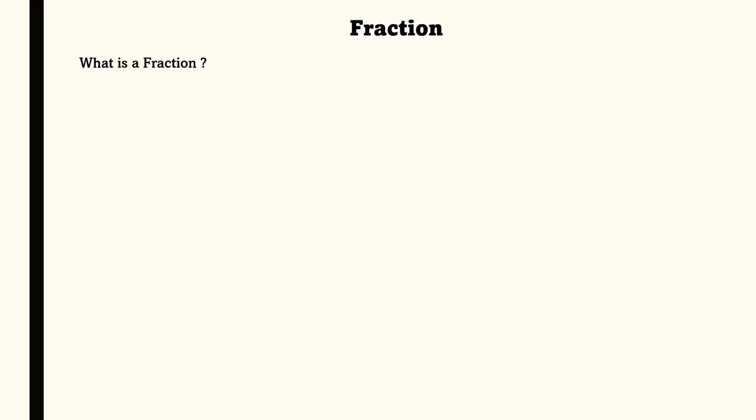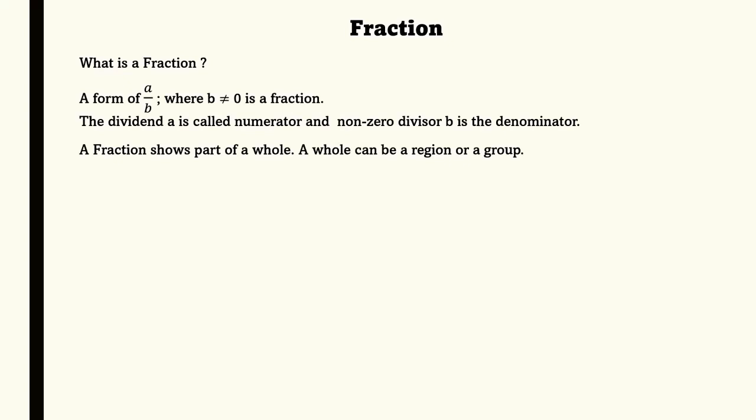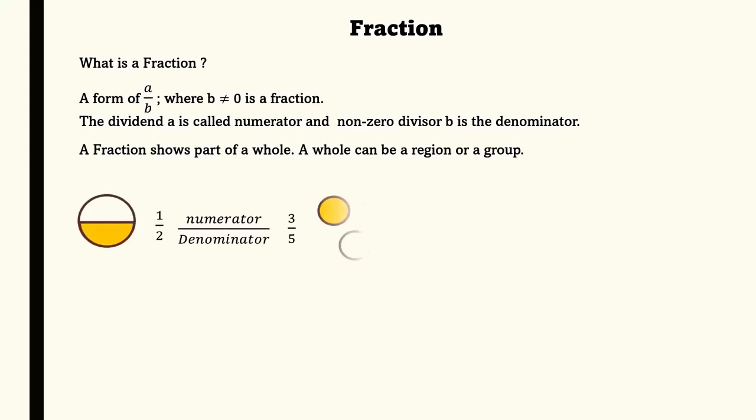What is a fraction? A form of a by b where b is not equal to 0 is a fraction. The dividend a is called the numerator and the non-zero divisor b is called the denominator. A fraction shows a part of a whole. A whole can be a region or a group.